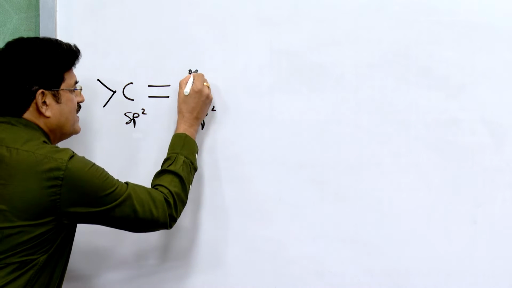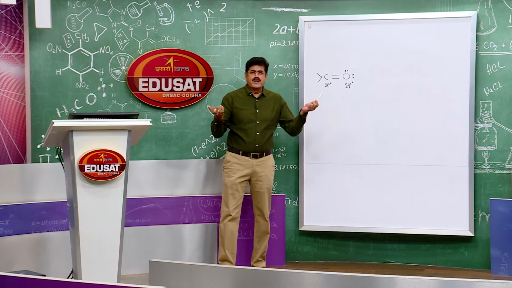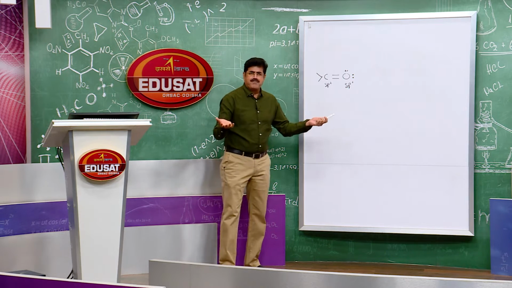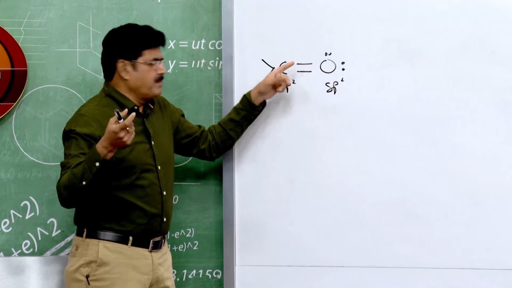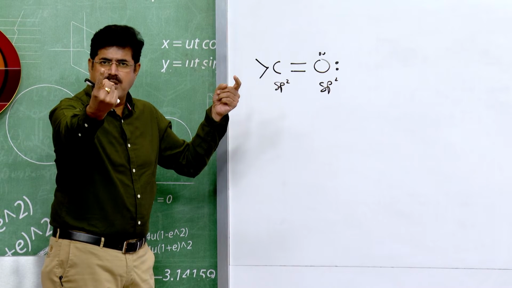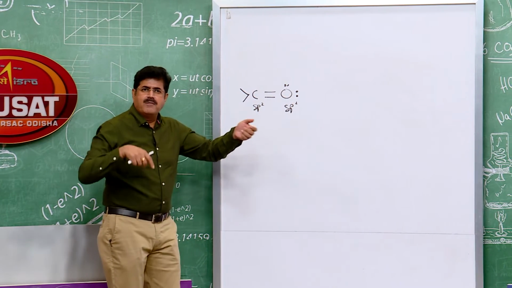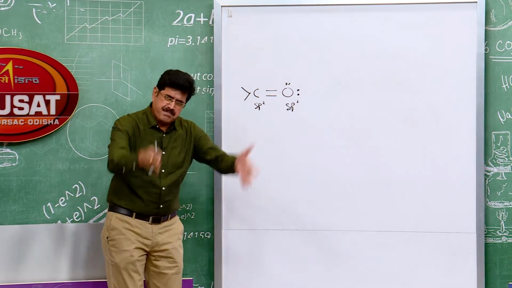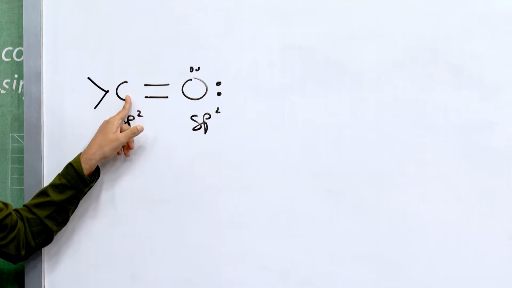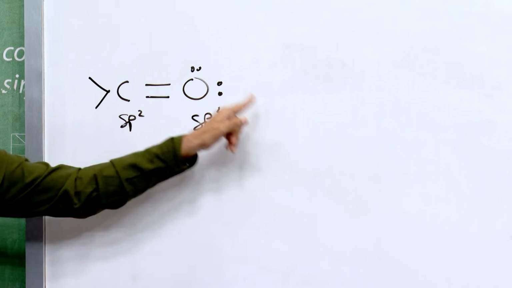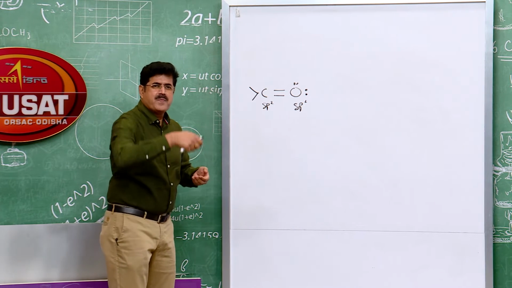Then how is the carbonyl group formed? How are the 3 sigma bonds formed? Very simple. A double bond is always made up of 1 sigma and 1 pi bond. This sigma bond is formed by head-on overlapping of 2 half-filled sp2 hybrid orbitals of carbon and oxygen. With the sp2 hybrid orbital of carbon and the sp2 hybrid orbital of oxygen, head-on overlapping forms the first sigma bond.